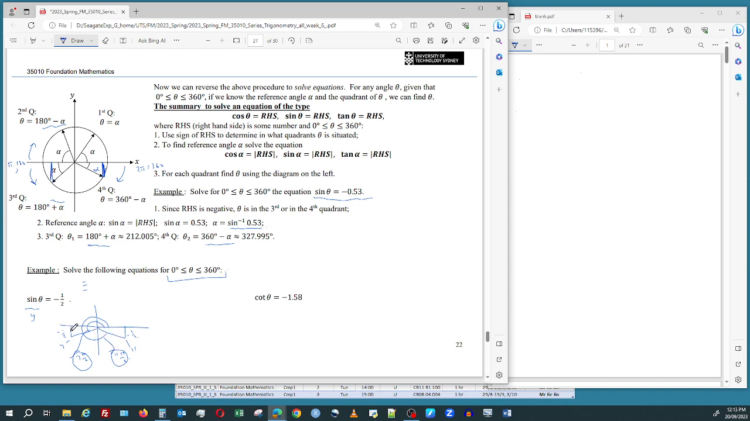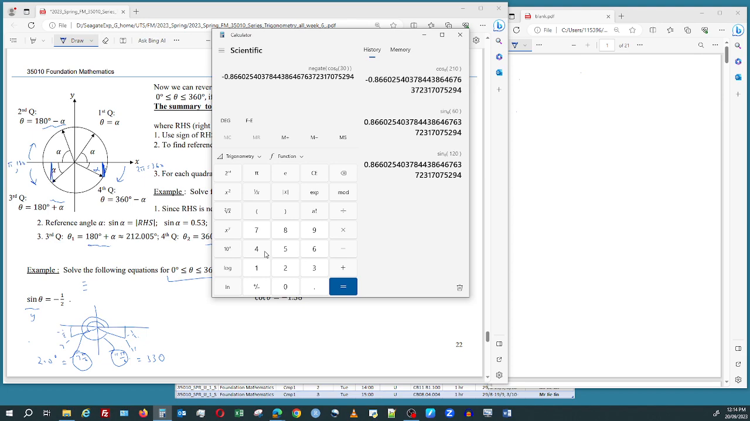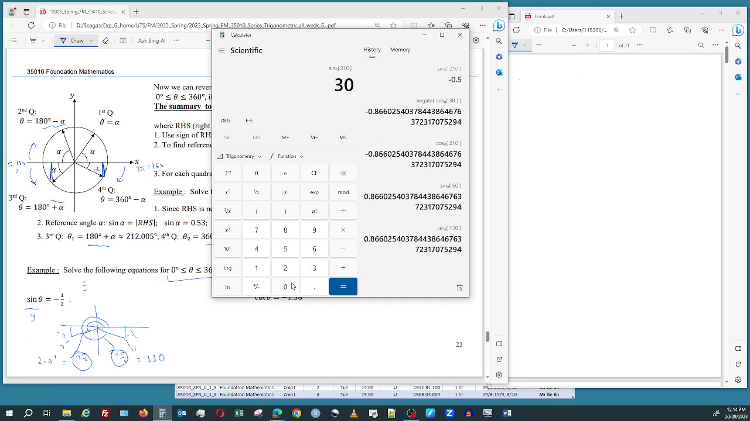Alright, that's also 180 plus 30, which is 210, if you want to try it in there. And that's 360 minus 30, which is 330. Okay, so what we want to do is just check that with your calculator. So if we do the sine of 210, we get negative a half, that's a tick. And then if we do the sine of 330, we get, what did I do there, 30 degrees.